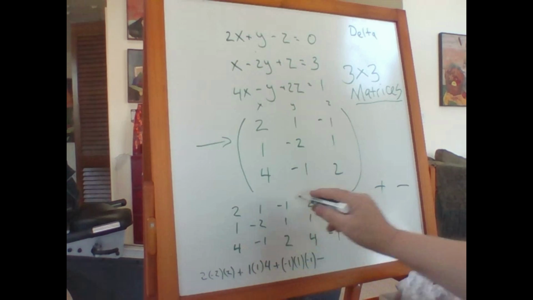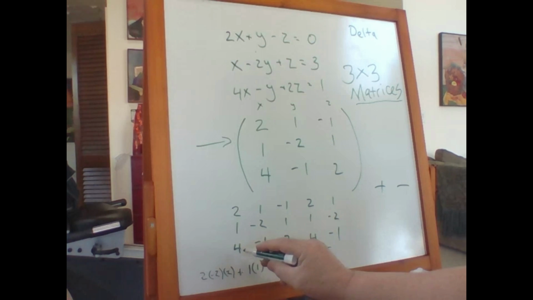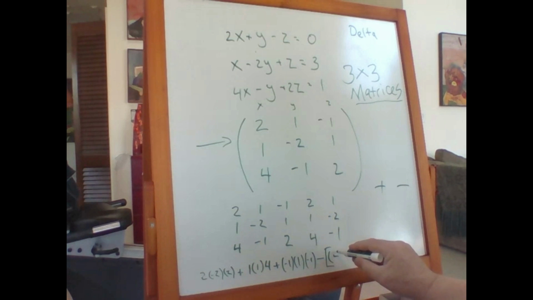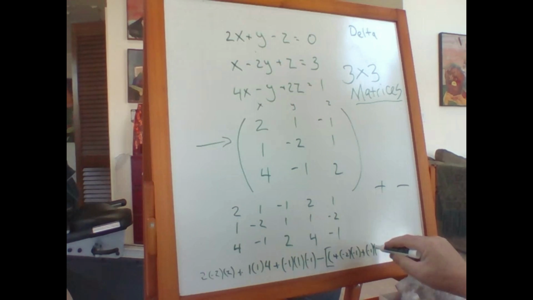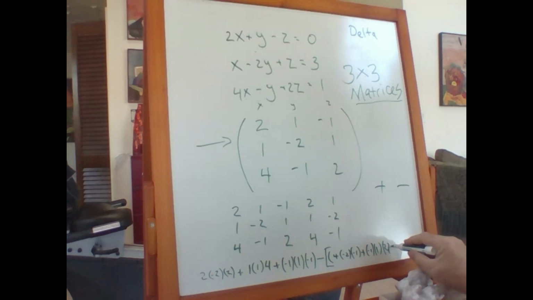Now we go to the negatives. Minus, and we're going to just leave it like that. We have 4 times minus 2 times minus 1, plus minus 1 times 1 times 2, okay, plus 2 times 1 times 1.